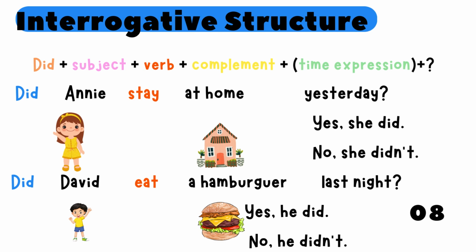Before we continue, as you can see, the verbs stay and eat are in present. When we have the auxiliary in the structure, we have to use the verb in simple present tense. Okay? In this case, we have the auxiliary did at the beginning of the question. That is why we use the verb in present.